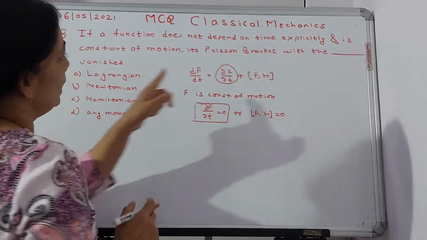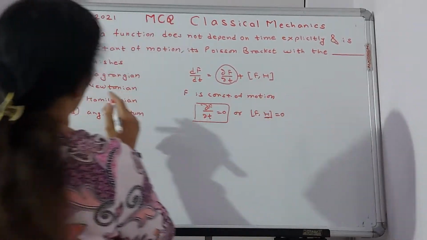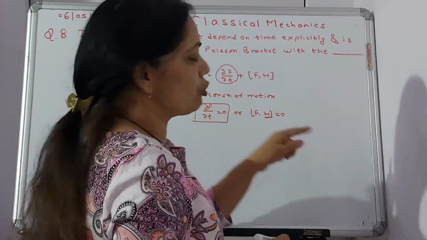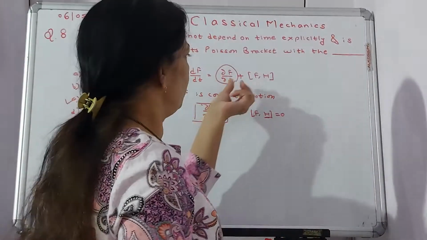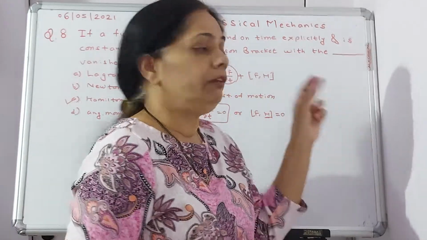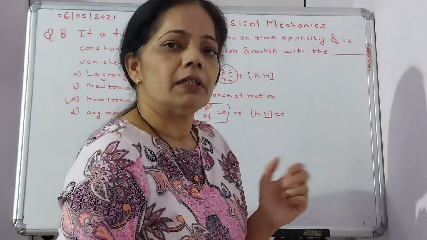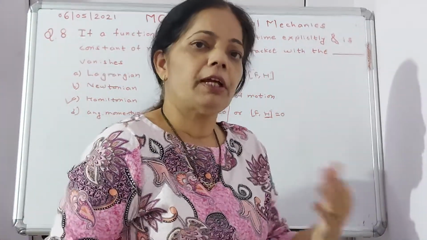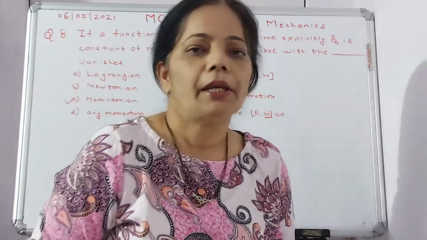So what should happen then? The Poisson bracket with the Hamiltonian will vanish. If f is a constant of motion, both the conditions should be fulfilled. Correct? Either this should be 0 or this should be 0. In this condition, they say that it does not depend on time. It is 0. So you get the Poisson bracket of that function f with the Hamiltonian should be 0. Right? We will move towards question number 9.